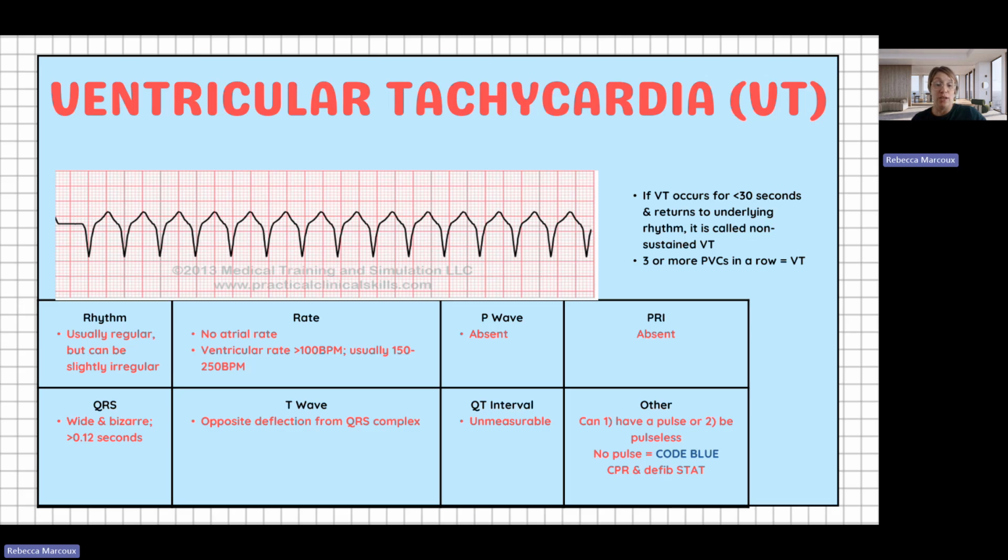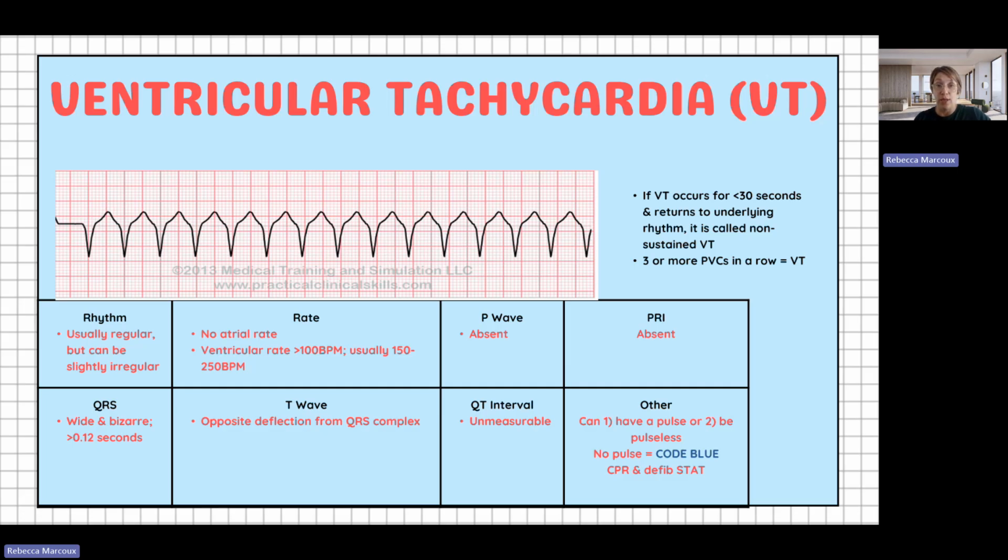The next rhythm we're going to talk about is ventricular tachycardia. So ventricular tachycardia is an extremely concerning rhythm. It is usually regular, but can be slightly irregular. Again, this is a ventricular rhythm. There's no atrial rate, there's no P wave, there's no PR interval. If we have a ventricular rhythm that is greater than 100 beats per minute, we would call it a ventricular tachycardia.